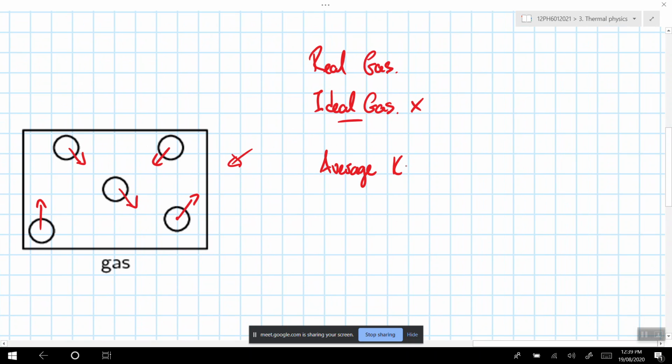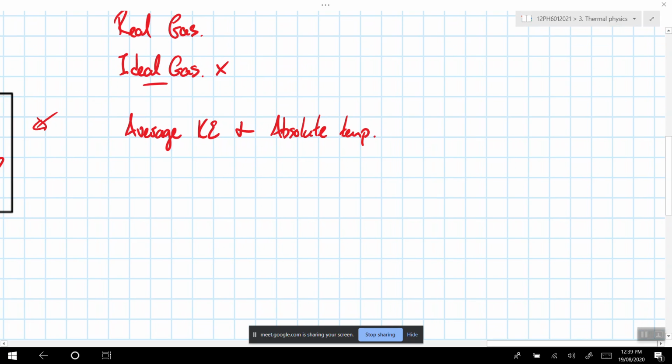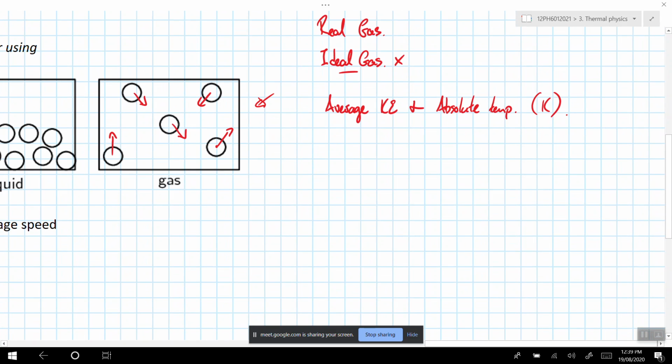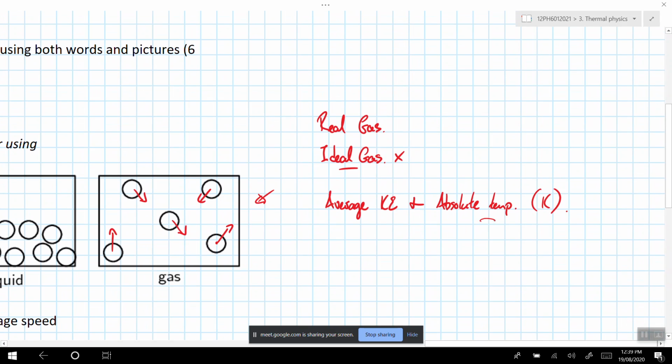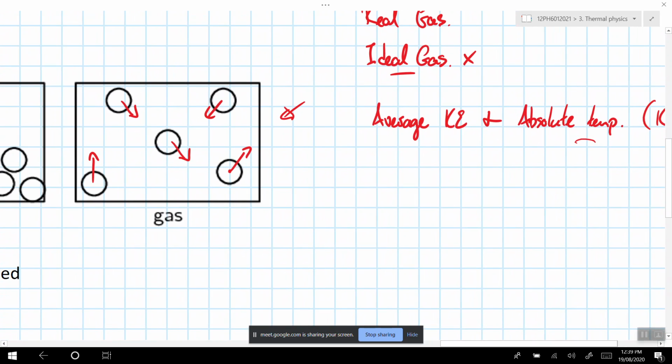the average kinetic energy is directly proportional to the absolute temperature. We'll come back and discuss what that is in a bit, but the absolute temperature is just like the Kelvin temperature. You heard about absolute zero last year, but I want to talk about gases a bit more before we get into that. So they'll all have a kinetic energy.